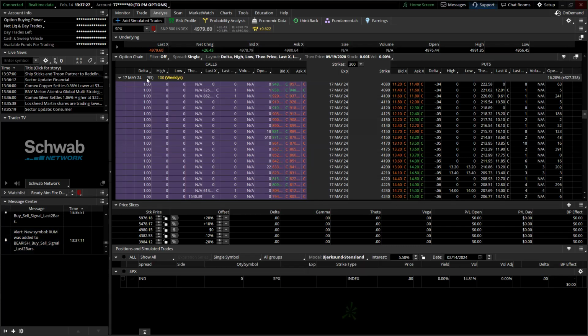So more DTE gets you to sell your put farther out of the money, which is good. That's the good part. You have more room to the downside.